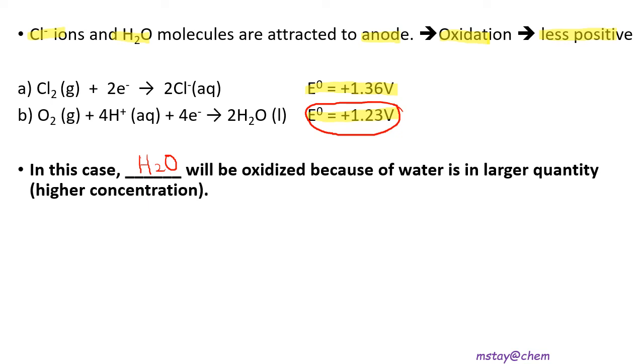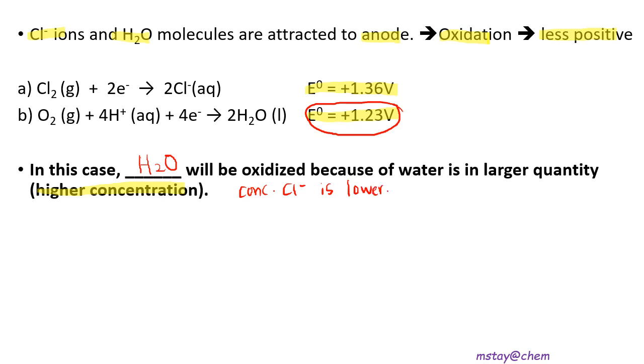If we want to state the factor, we're going to say that it is because water is in a higher concentration, but again generally we do not prefer to mention that water has higher concentration, because the concentration of water cannot be changed. Okay, so that's why maybe we can say that the concentration of Cl negative is lower.